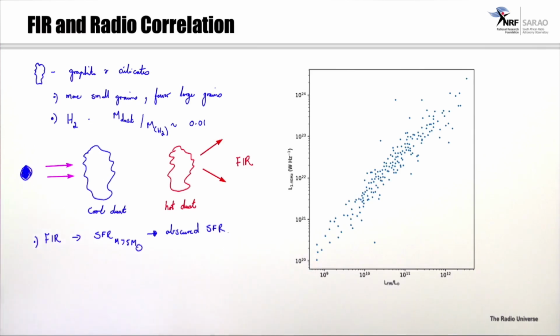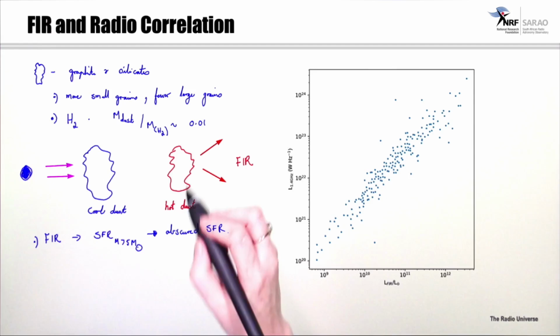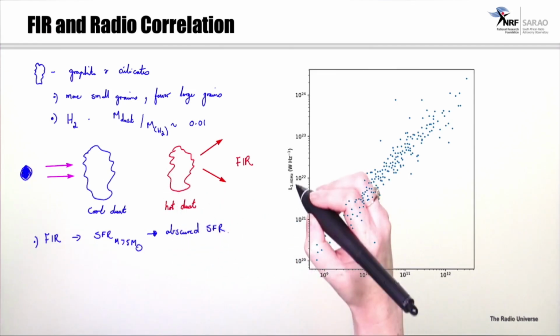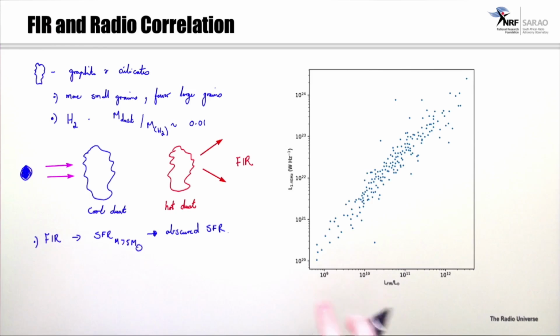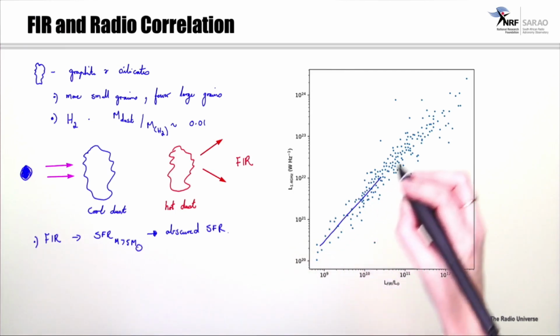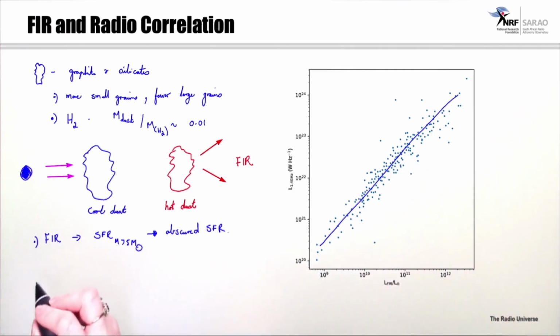There is a very curious relationship between the far infrared luminosity from these dust grains and the radio luminosity from a normal galaxy. And if we plot the far infrared here on this bottom axis versus the luminosity at 1.4 gigahertz, what we get is a very, very tight correlation. And this correlation is called the far infrared radio correlation.